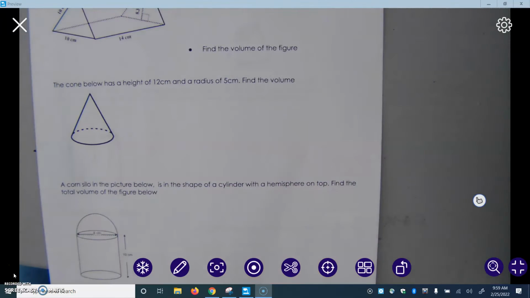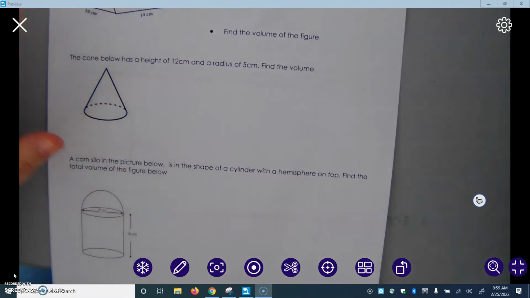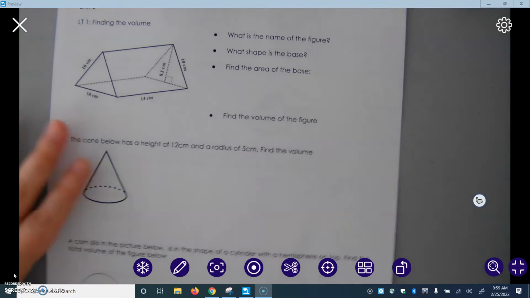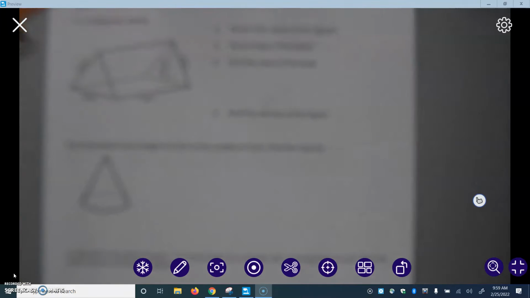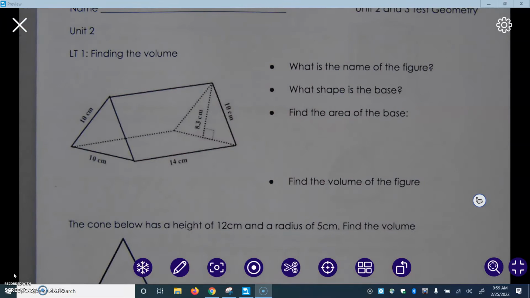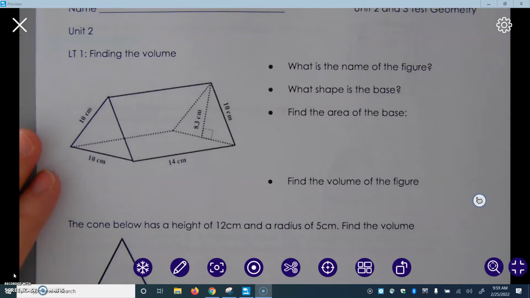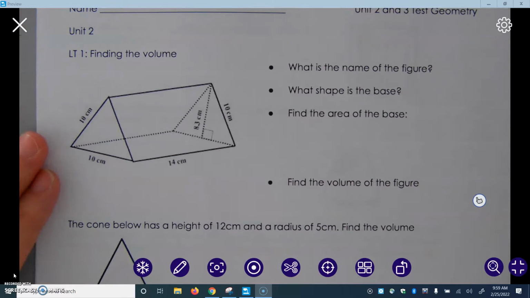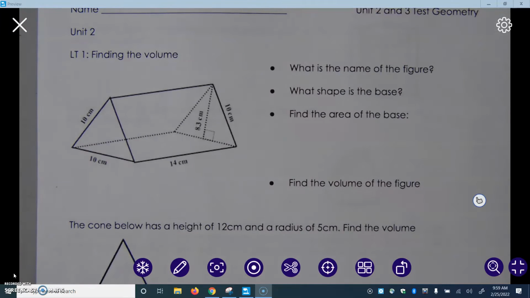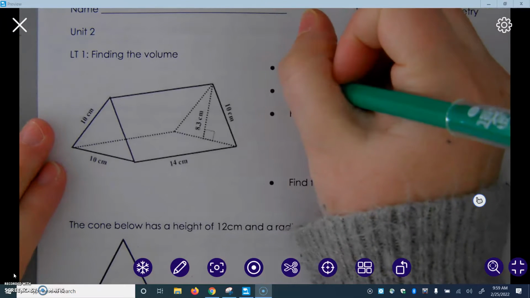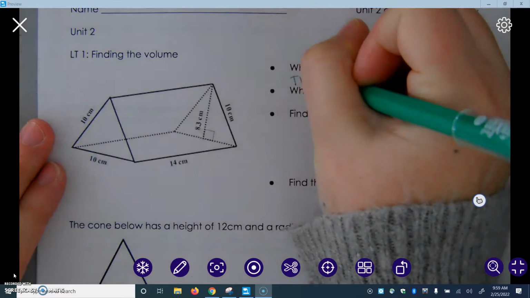Right, guys, in this video, we're going to go through Unit 2, Learning Target 1, which was volume. So question number 1 is breaking down how to find the volume of this first figure. The name of this figure is a triangular prism because the base is a triangle.